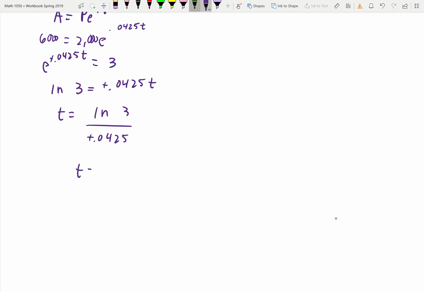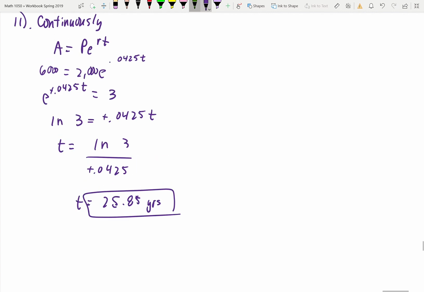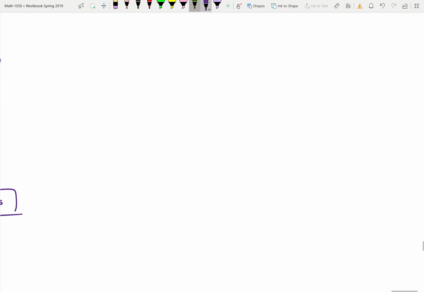So then I get t equals ln 3, close it off, divided by 0.0425, hit enter, and I get 25.85. These money problems, the time is always years, okay? Store that in, hit enter, put it right here, and you better get 6,000. So go 2,000, second ln, 0.0425, memory bar, enter, close it, enter, 6,000. So many of these are checkable, you guys, okay?